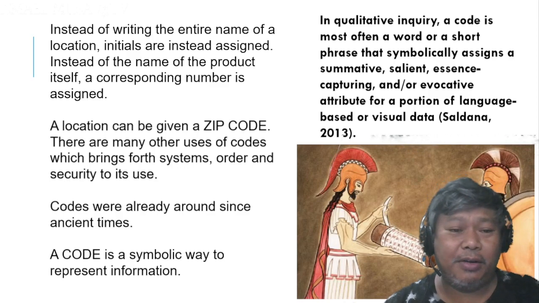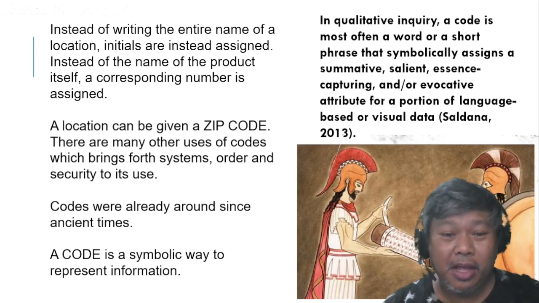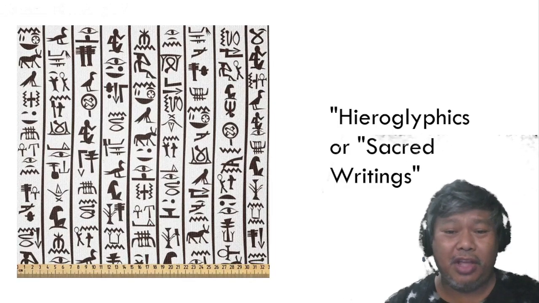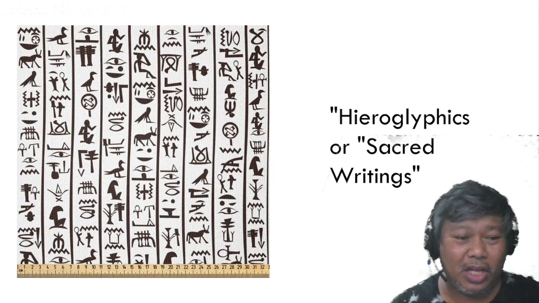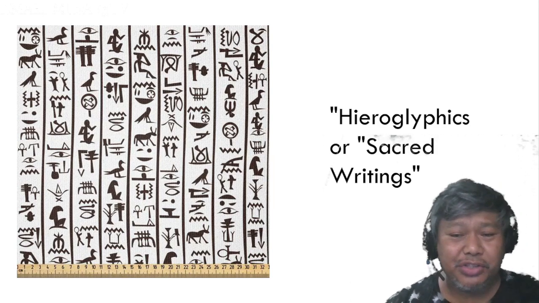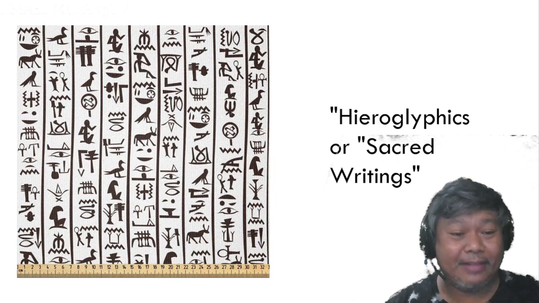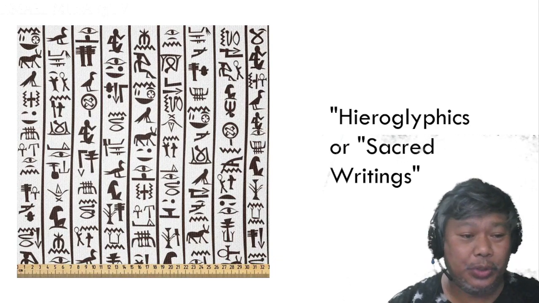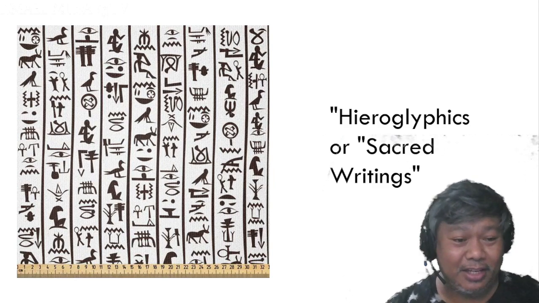2013. Okay. Now, you are asking, sir, ancient times? Yes. During ancient times, there were the hieroglyphics, or secret writings. So during ancient times, codes were already used by humans. The hieroglyphics or the secret writings were codes used by the ancient Egyptians in their writing system.